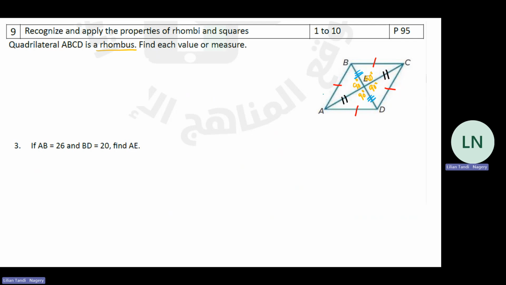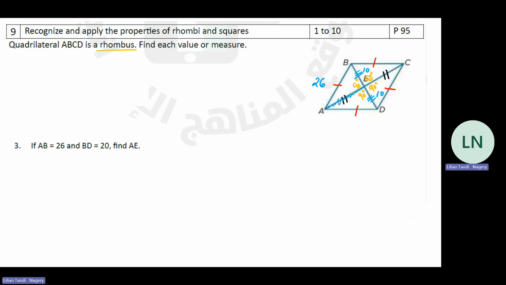Now we have AB. AB, which is this one here, is 26. And BD is 20 from here. So this is 10 and this is 10. Do you see that? The whole of the line is 20. So BE is half of BD. So that's why I put 10 and 10. Now we want to find AE. We want to find this line here.